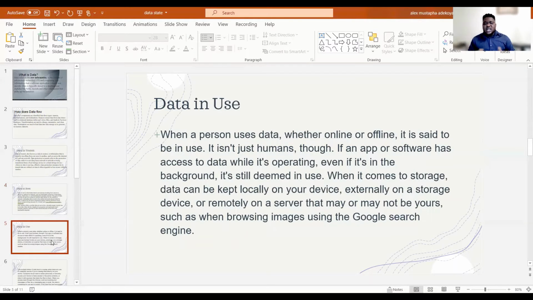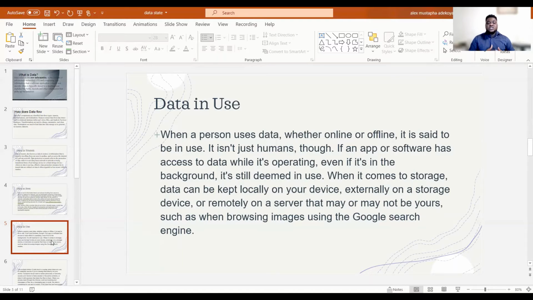Moving forward, what is data in use? When a person uses data, whether online or offline, it is said to be in use. It isn't just humans. If any app or software has access to data while it's operating, even if it's in the background, it's still deemed in use.